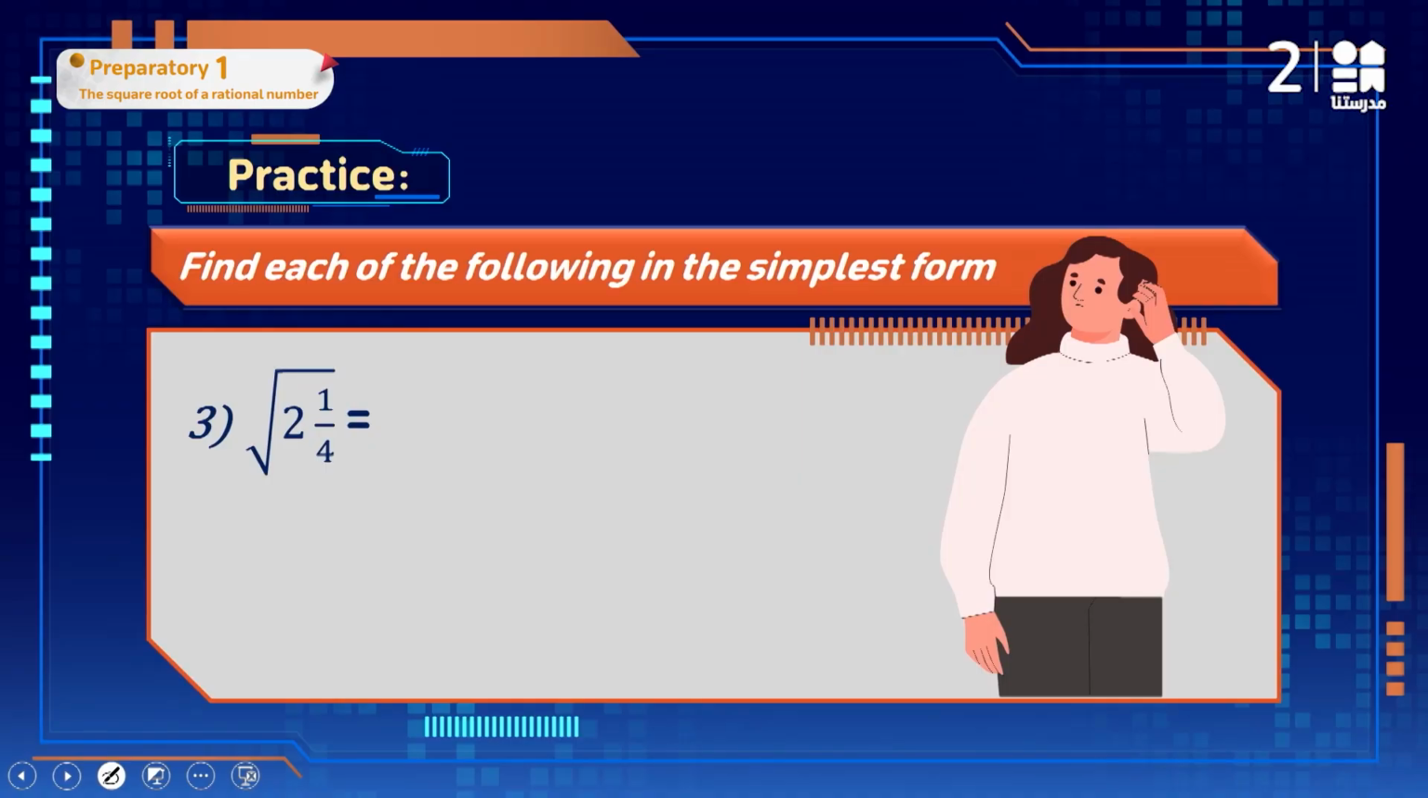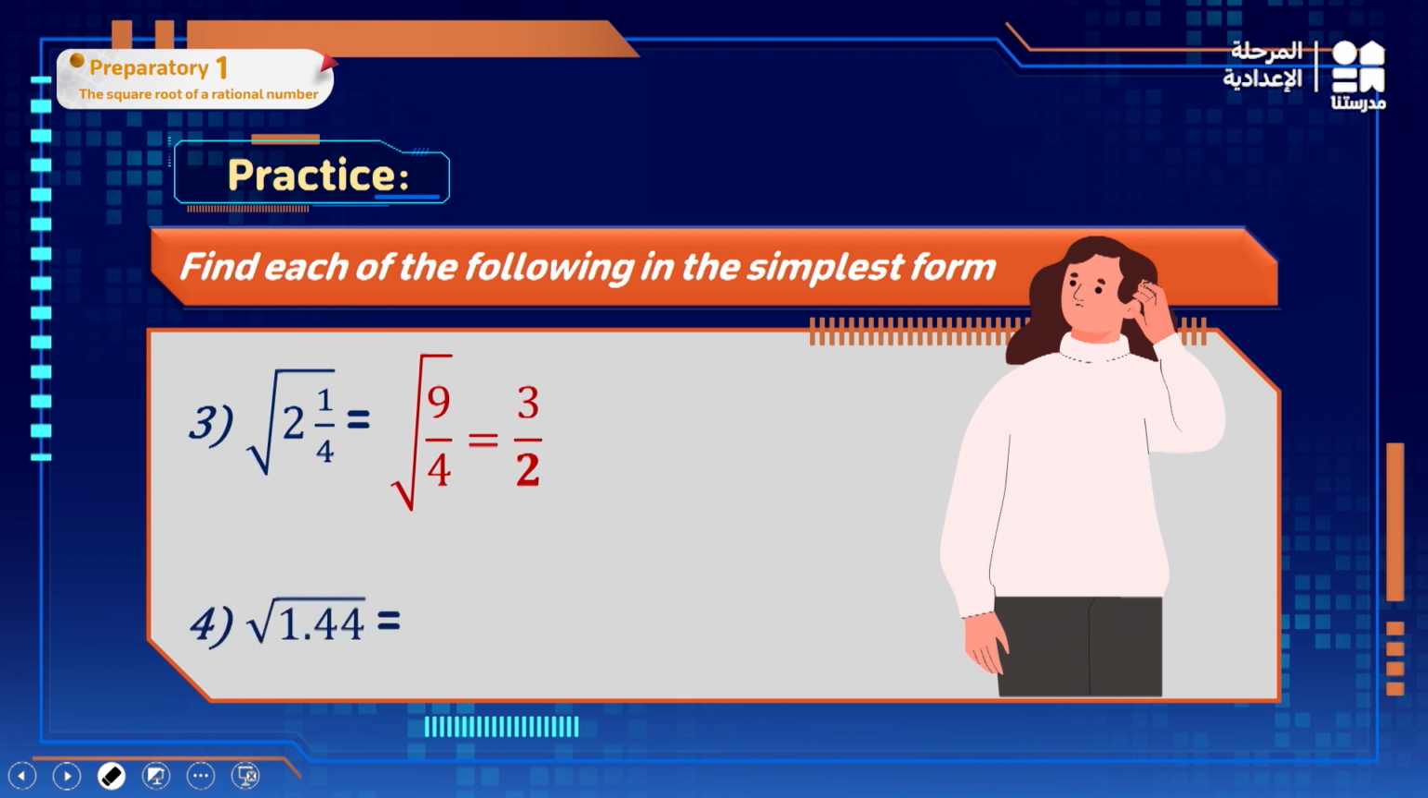Now we have a square root of a mixed number. How can we do it? We have to rewrite the mixed number as an improper fraction. So we multiply 4 times 2 equals 8, plus 1, which is 9 over 4. So it is the square root of 9 over 4. Then the square root of 9 is 3, and the square root of 4 is 2.